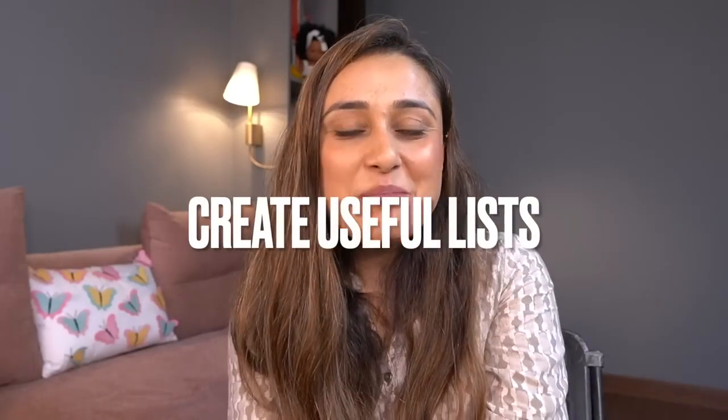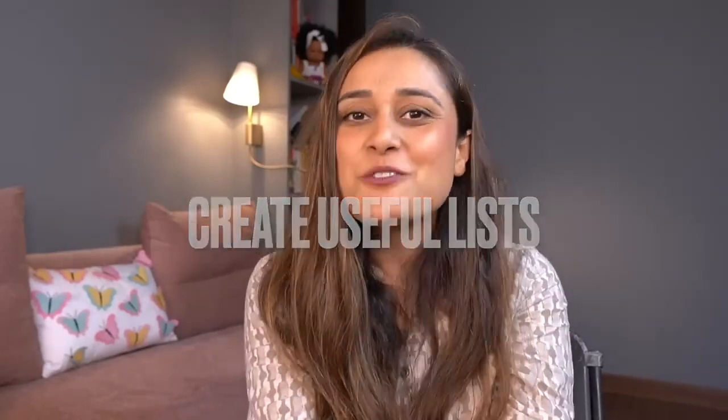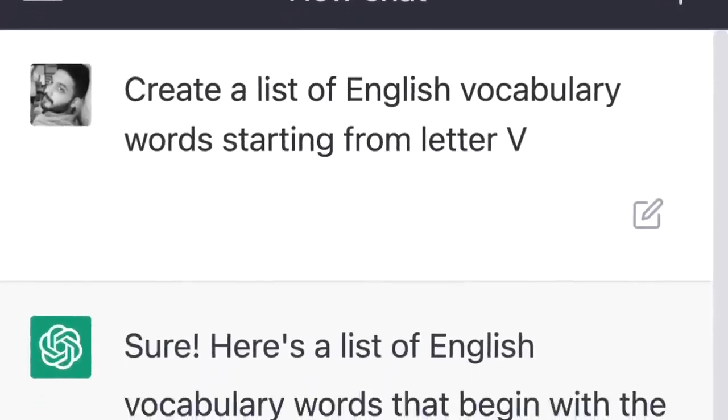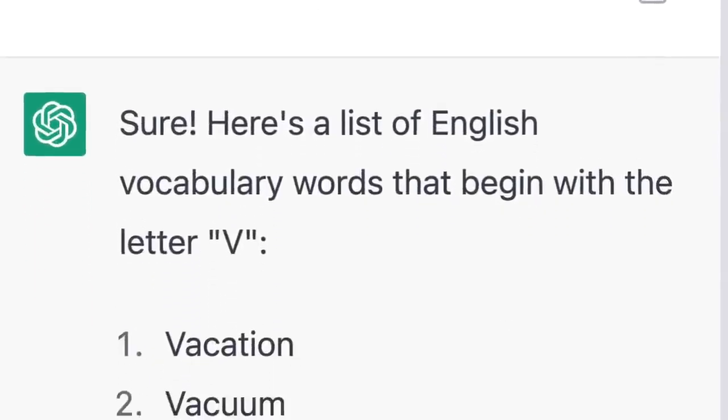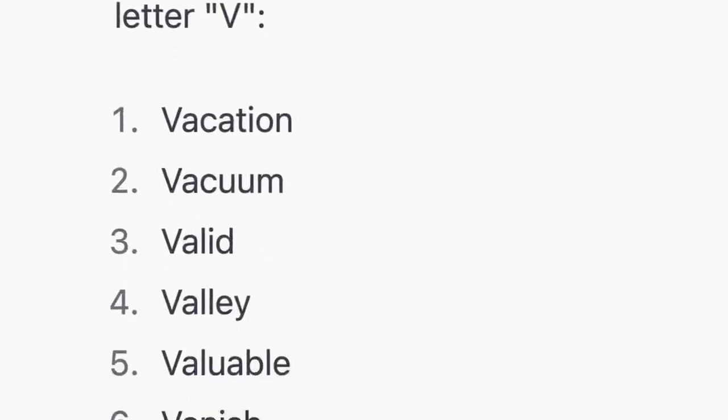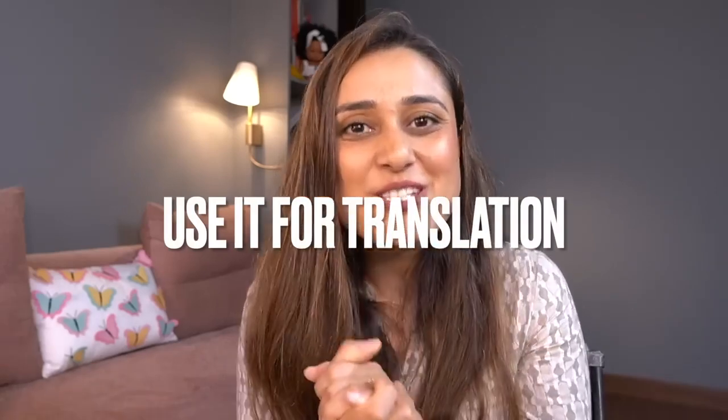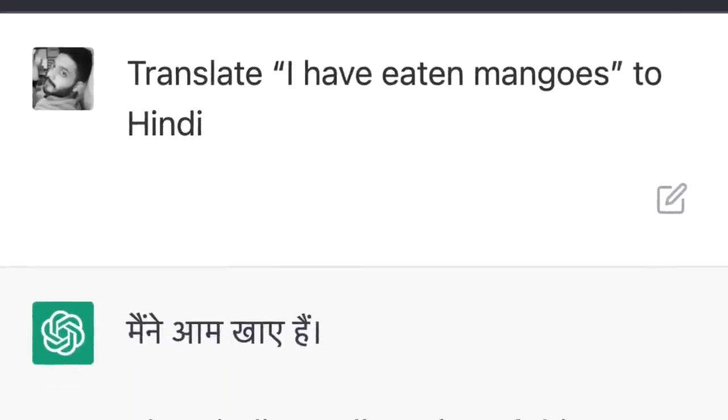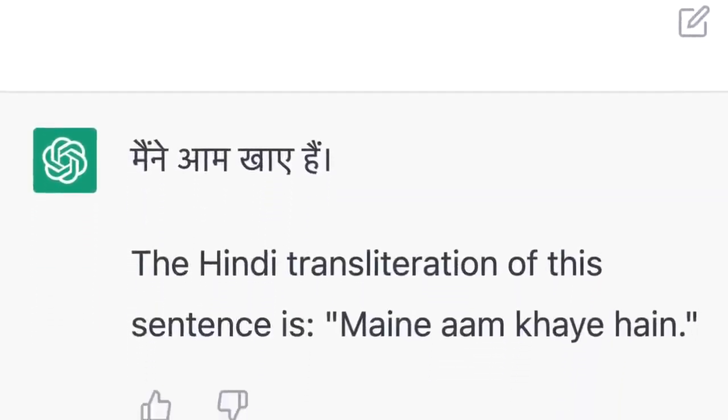You can use ChatGPT to develop lists. Let me give you a few examples. Something like, develop a list for me of words starting with letter V in English. Or maybe something like, develop a list of commonly used English idioms for day-to-day use. Next one is translation. You can use ChatGPT to translate your text from Hindi to English or English to Hindi. Both ways, it works both ways. So what you have to do is write something like, translate I have eaten mangoes to Hindi.